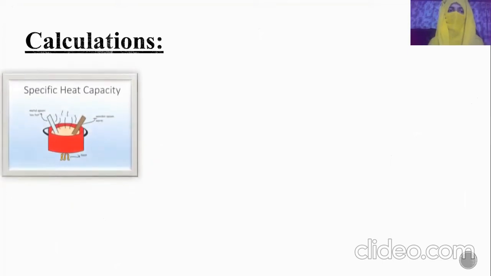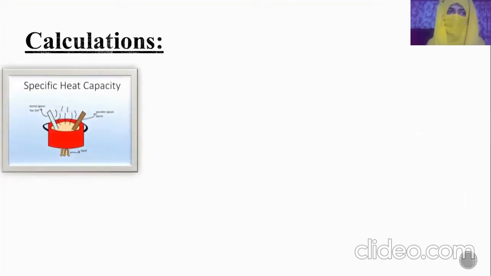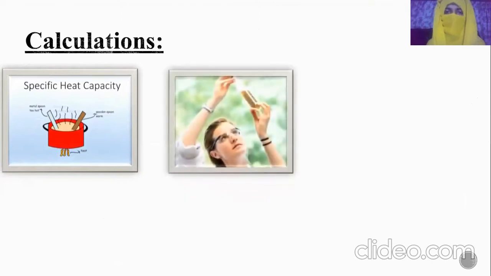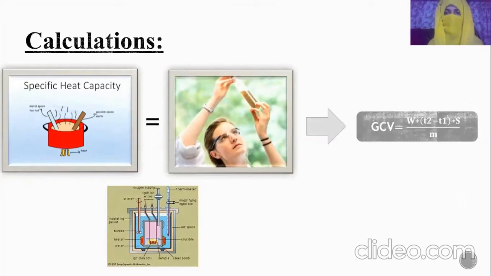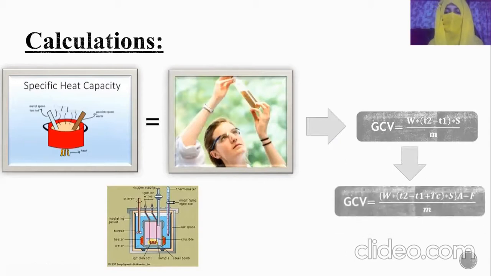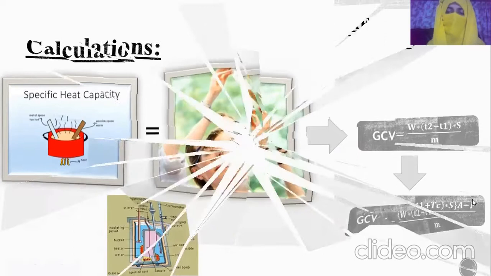Let's move toward the calculation. First, we have specific heat. It is the heat absorbed by 1 kg to rise 1 degree in temperature, and we have the total gross calorific value. By using the bomb calorimeter, we can equate both the total gross calorific value and specific heat to get the value of GCV. Basically, this is the total specific heat, and when we rearrange, this will be the total gross calorific value. And here we add a few corrections: TC for cooling temperature correction, A for acid correction, and F for fuse wire correction.